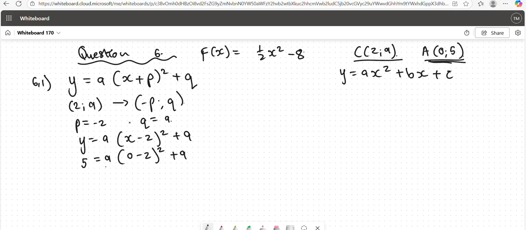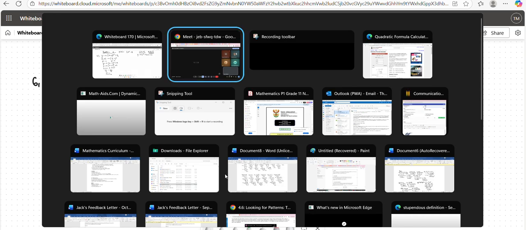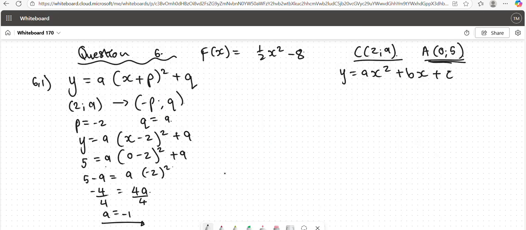So if I keep solving, the 9 goes over, it subtracts. This is a negative 2 that is squared, which will give me a positive 4. And this is a negative 4. And if you divide on both sides by 4, a is a negative 1. And now I just need to glance at my graph. Does my graph correlate with the equation that I'm finding? Yes, my graph is downturning, so that equation makes sense.